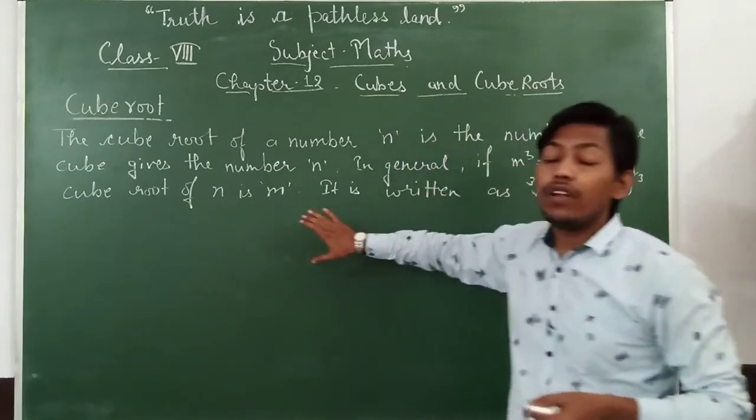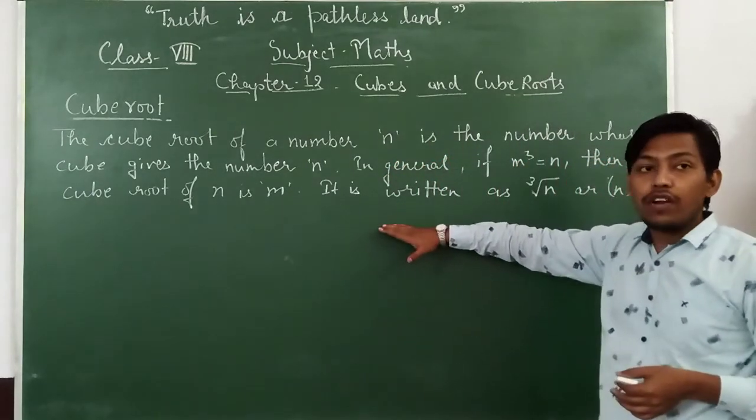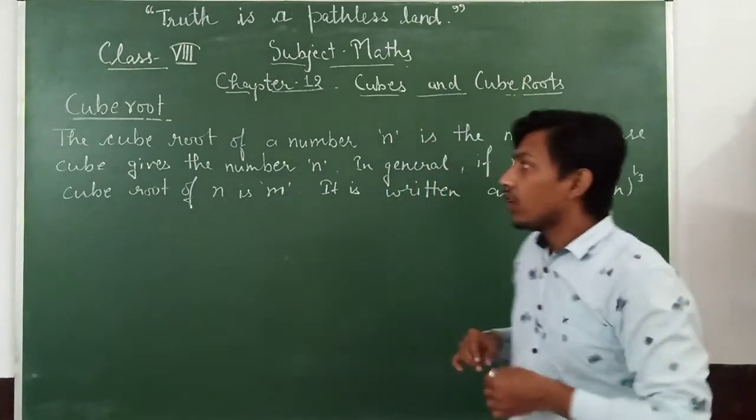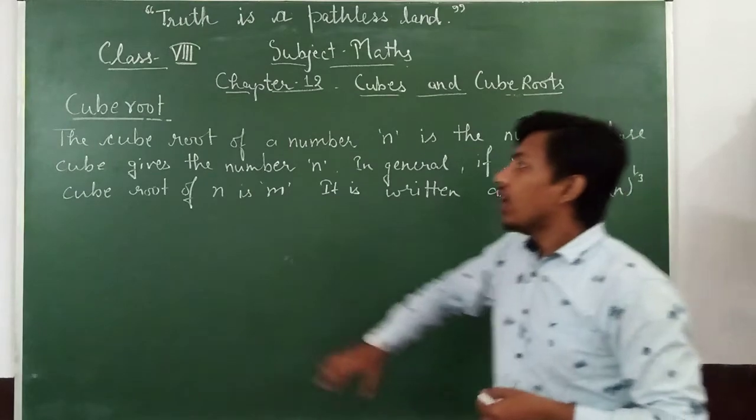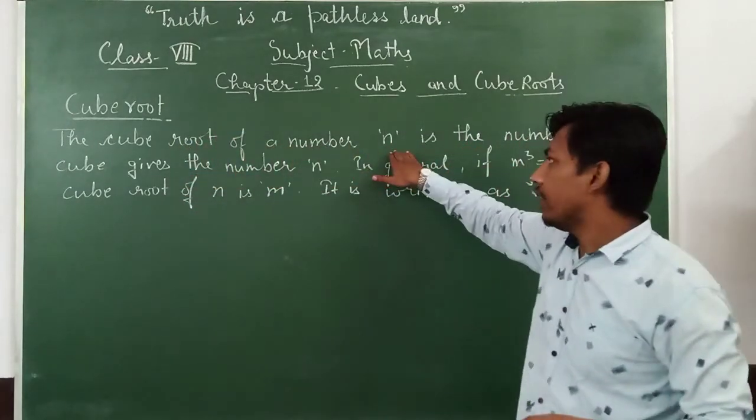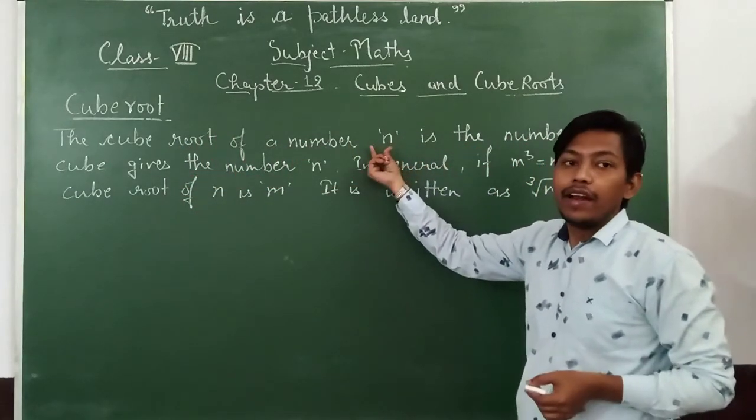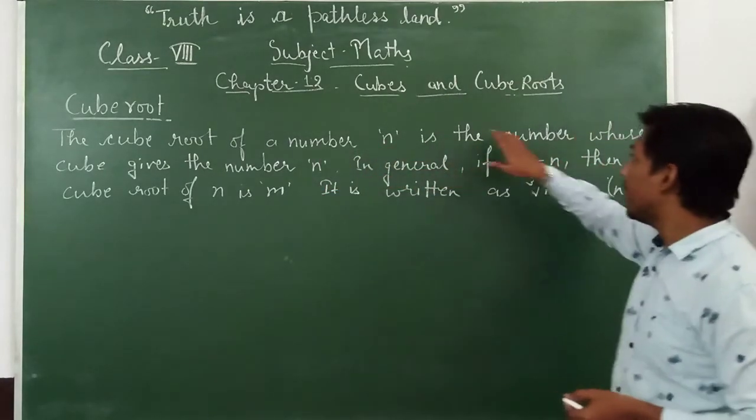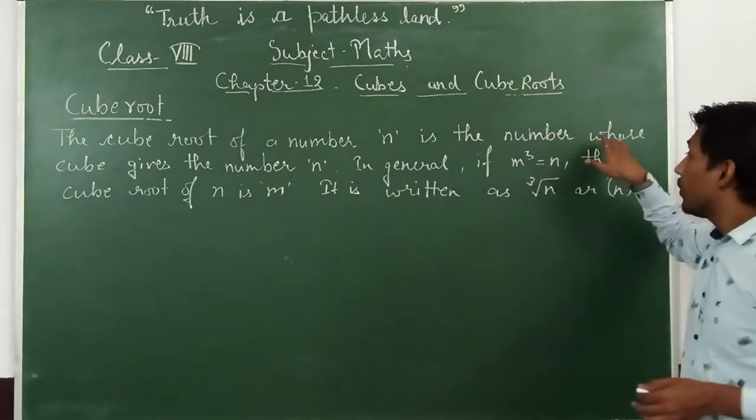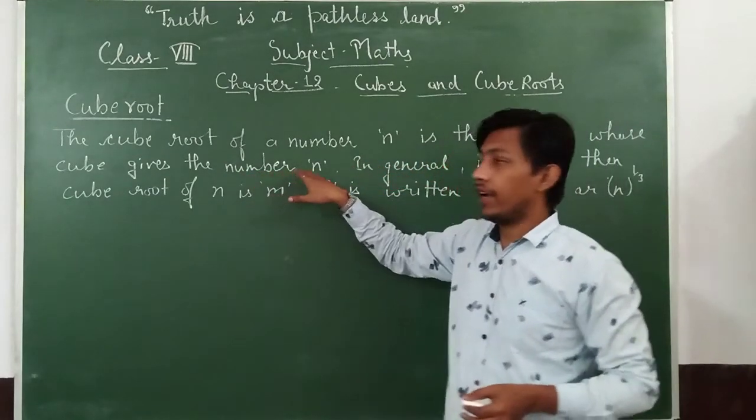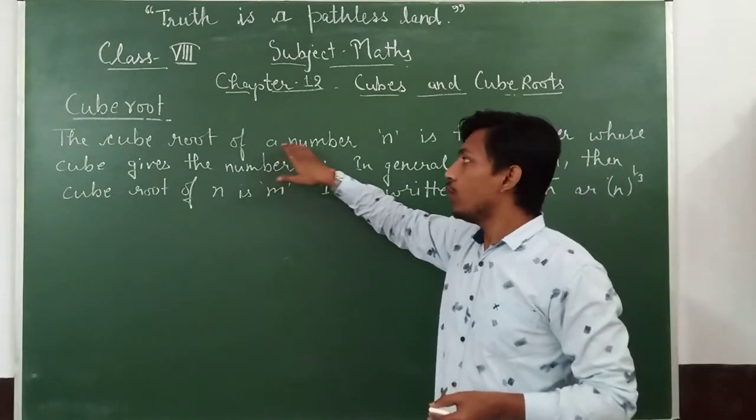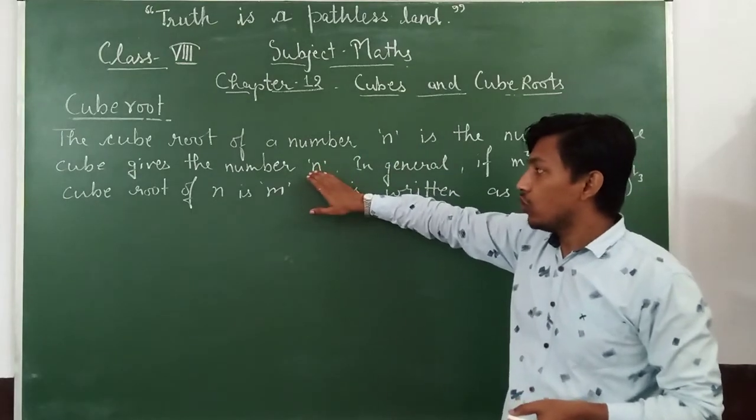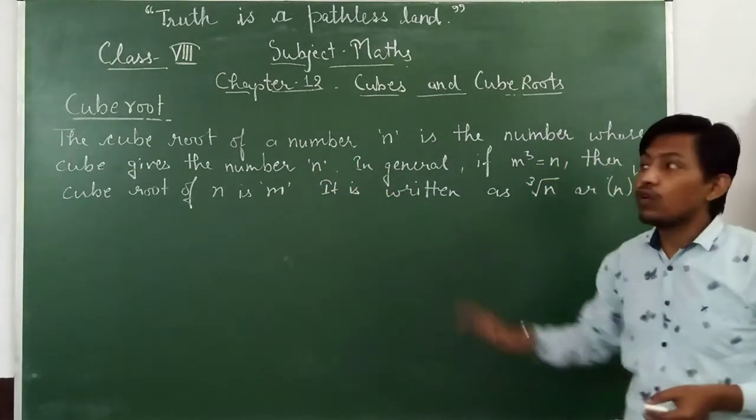In this video we will discuss what a cube root of a number is and how we can find the cube root of perfect cube numbers. So first, what is a cube root? The cube root of a number n is the number whose cube gives the number n. That means the number which gives n when cubed is known as the cube root of n.